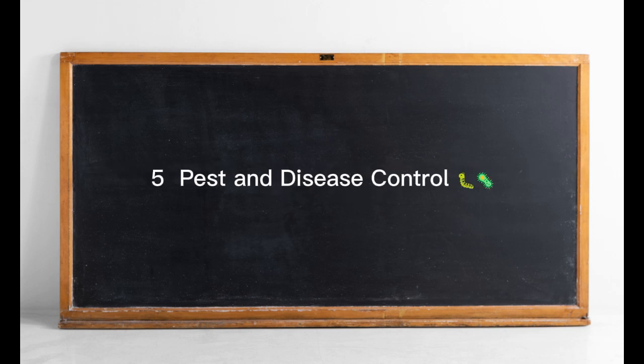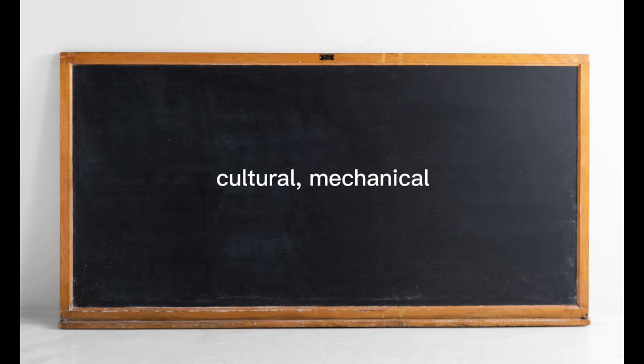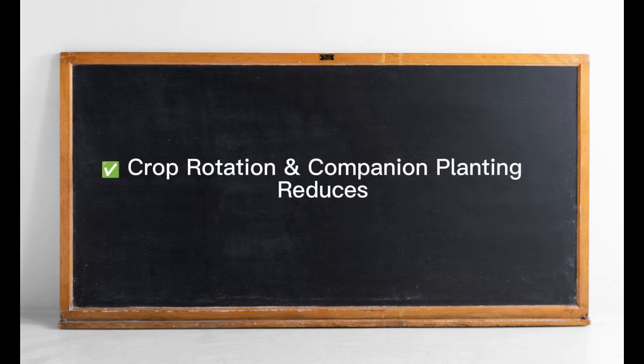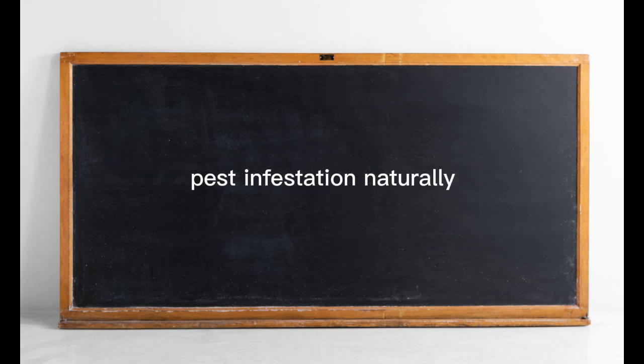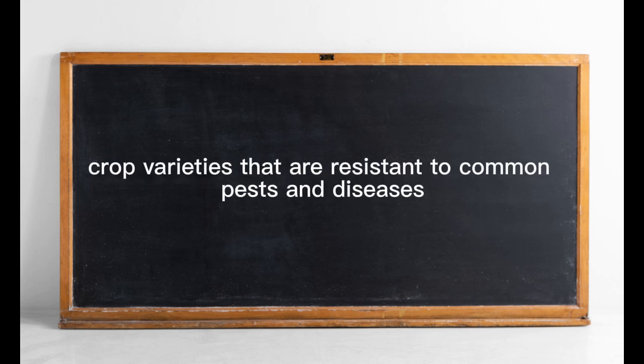5. Pest and disease control. Integrated pest management: use a combination of biological, cultural, mechanical, and chemical control methods. Crop rotation and companion planting reduce pest infestation naturally. Use of resistant varieties: select crop varieties that are resistant to common pests and diseases.